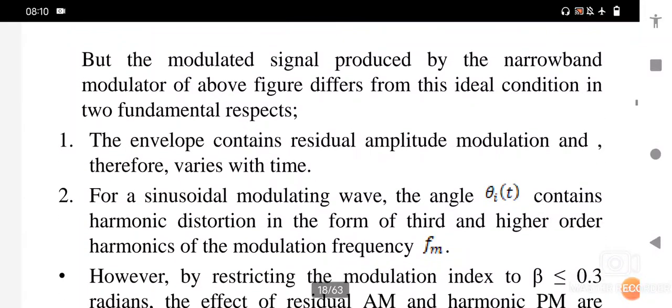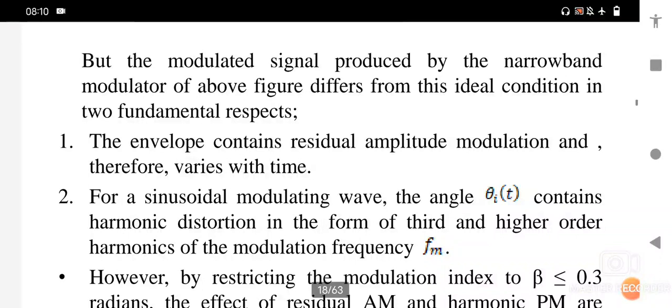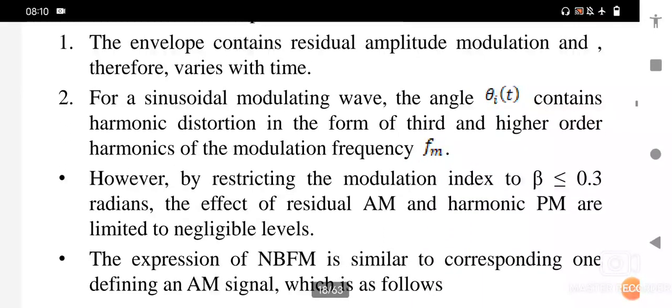But the modulated signal produced by the narrowband modulator differs from the ideal condition in two fundamental respects. So what are those? First, the envelope contains residual amplitude modulation and therefore it varies with respect to time. And second, for a sinusoidal modulating wave, the angle theta i of t contains harmonic distortion in the form of third and higher order harmonics of the modulation frequency fm.